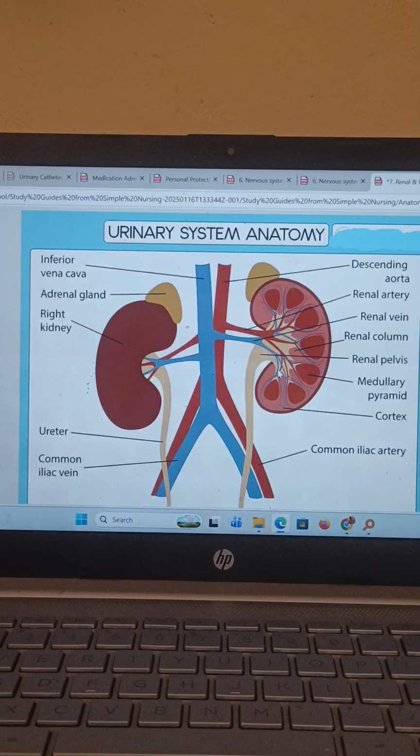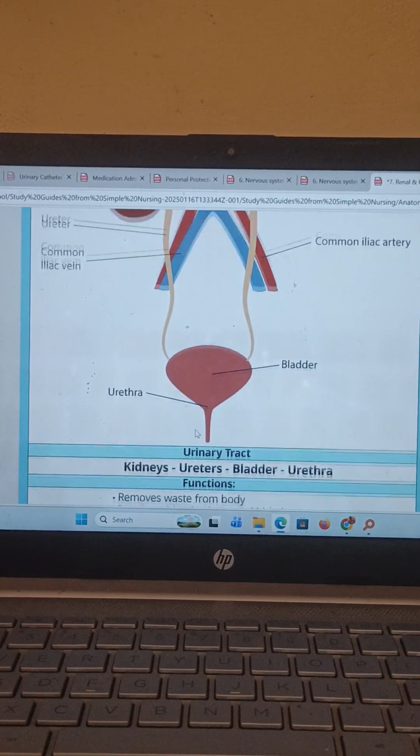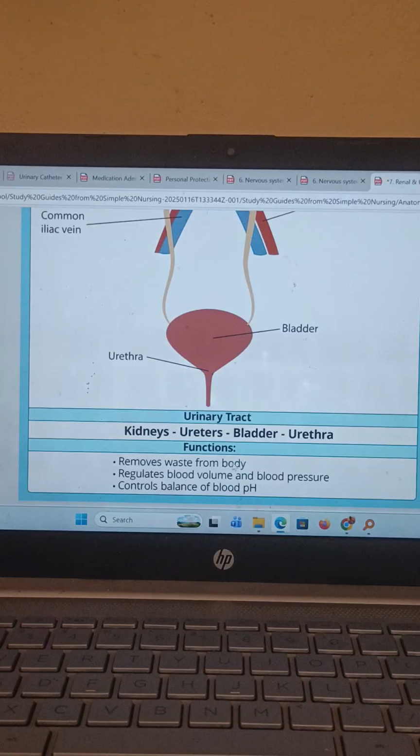Then we've said the ureter is a link between the kidney and the bladder, and after the bladder, we have the urethra. The functions, we've said, are removing waste from the body, regulating blood volume and blood pressure, and finally controlling the balance of blood pH. Up to that point, we are done with the urinary tract system anatomy and also functions.